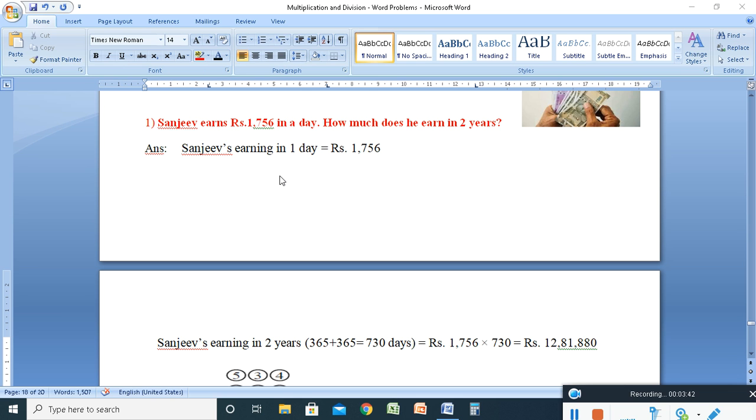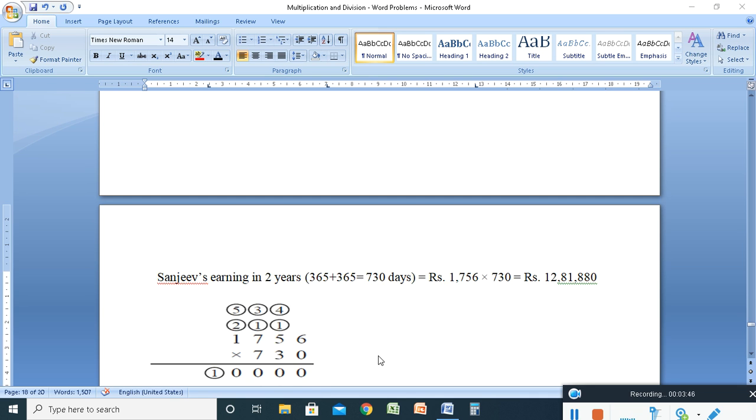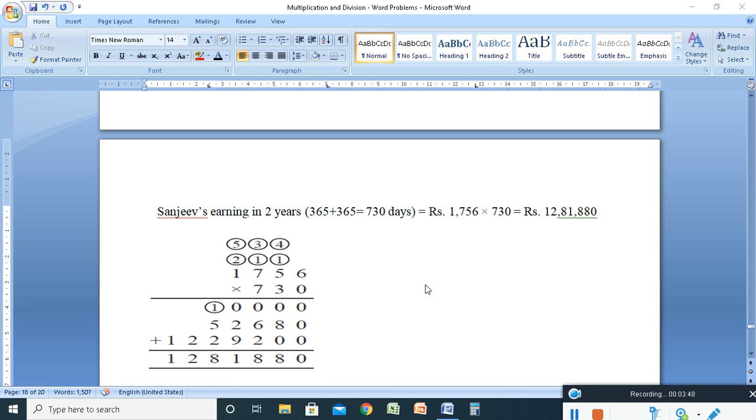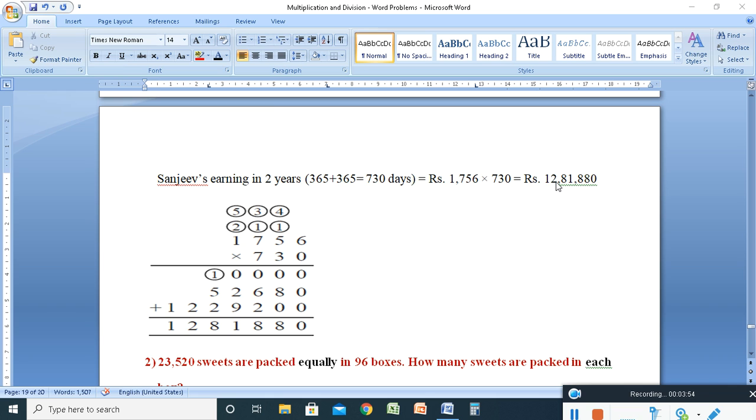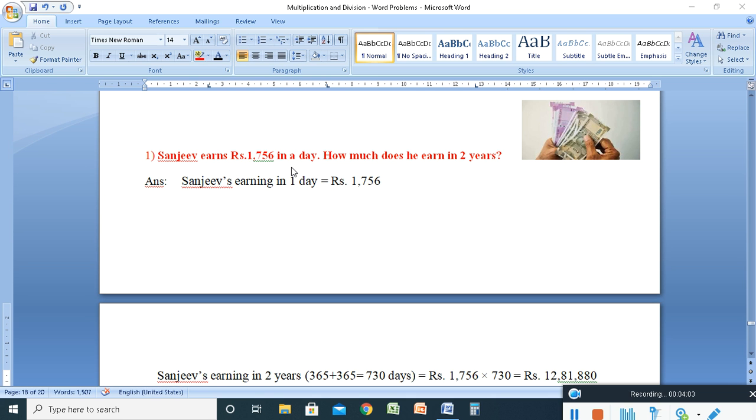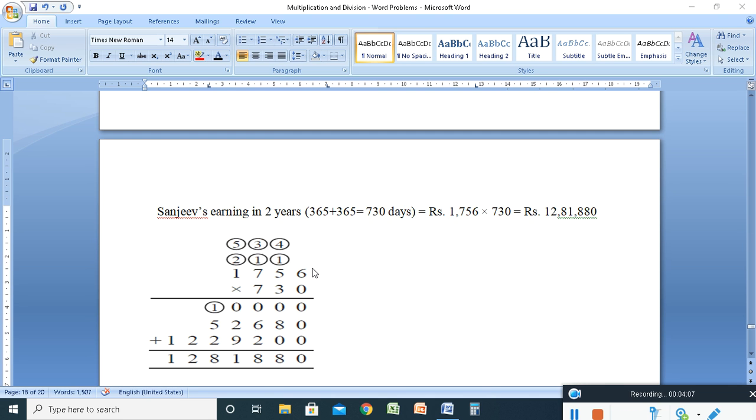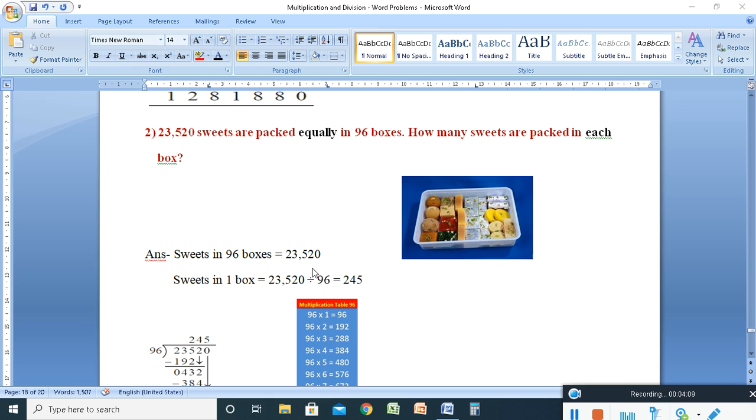Okay, so for one day 1756 rupees he earned, and what about for 730 days? So here you have to multiply it. So multiply the numbers and find the answer. So here I multiplied and I found the answer. The answer is 12 lakh 81,880. So if they give the value for 1 and if they ask for more, you can go for multiplication. Look at the next question.